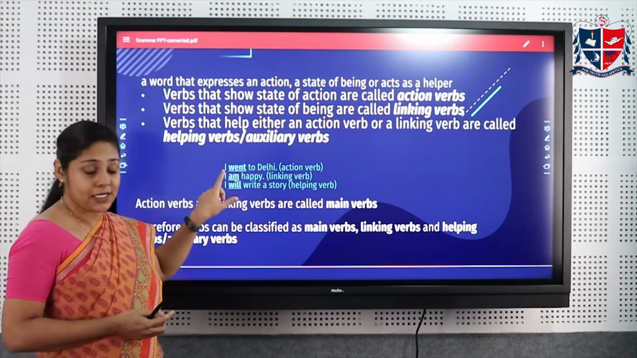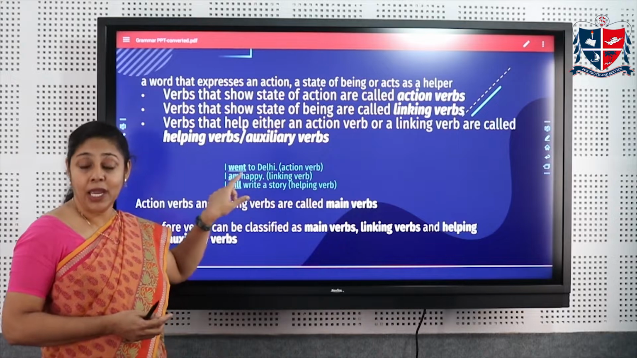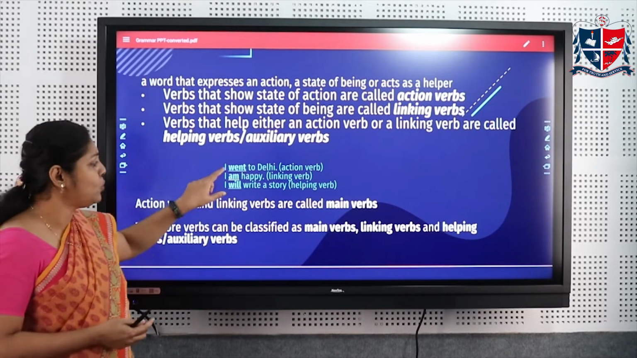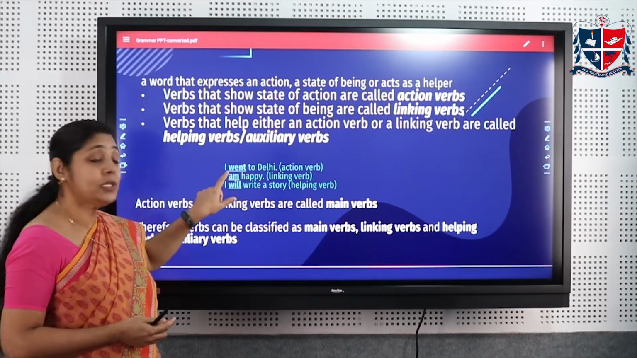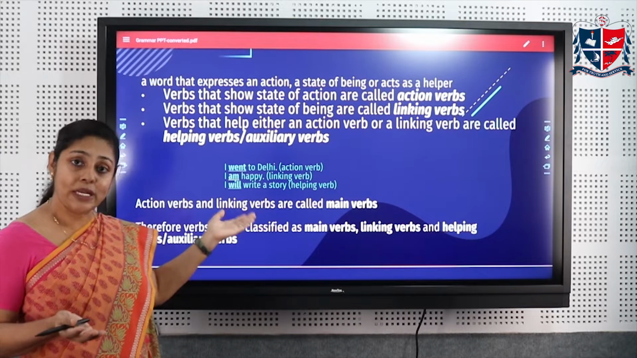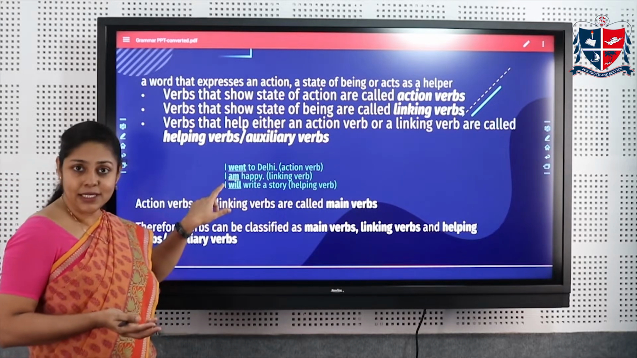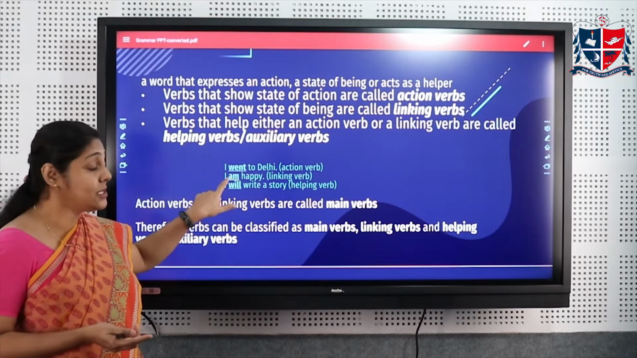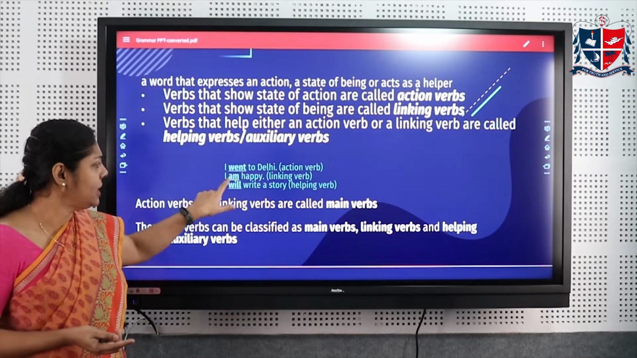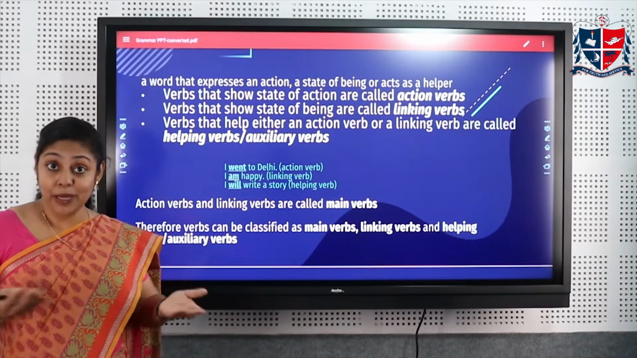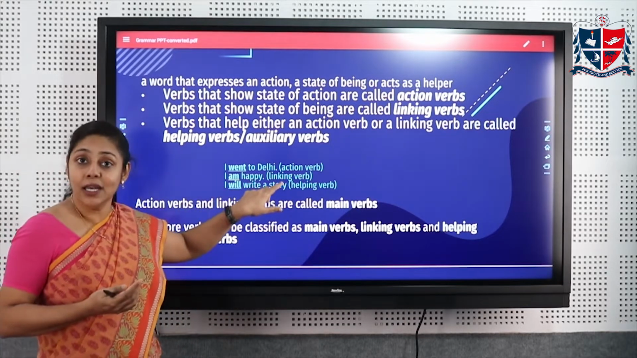Look at this first sentence. I went to Delhi. In this sentence, went is the verb. And why is it a verb? Because it denotes an action, the state of going somewhere, right? Went in the past tense. In the second sentence, I am happy, we see that am is the verb here. Here, it is a state of being. You're showing how you are, your state of being happy. So this is a linking verb.